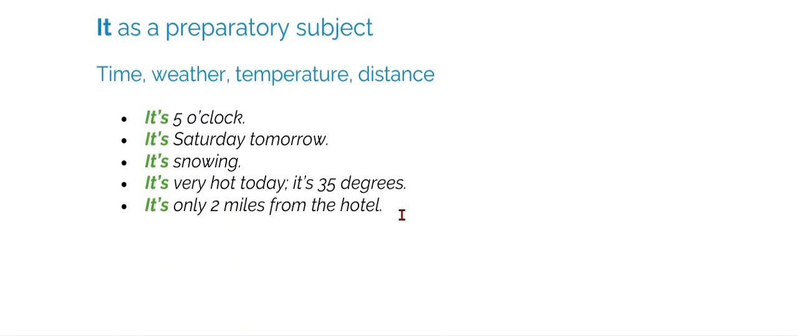The next part was about using it as a preparatory subject, because it is another preparatory or dummy subject which we use in the English language. We can use it to refer to time, weather, temperature, distance. It's 5 o'clock, it's Saturday, it's snowing, it's very hot today, it's only 2 miles from the hotel, and so on.